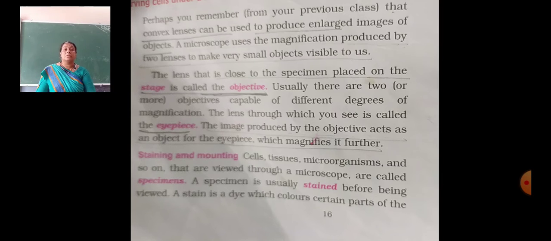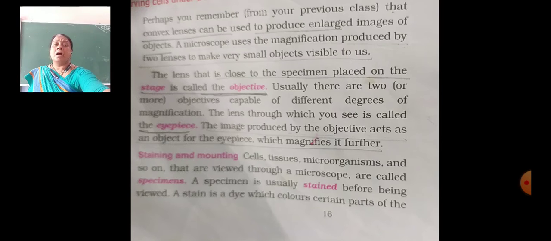Sometimes we use a safranin solution. If we use it, then we can easily identify the nucleus. What is the nucleus? The nucleus is the controlling center of the cell, or we can call it the brain of the cell. So staining is necessary, otherwise we cannot distinguish all the things.